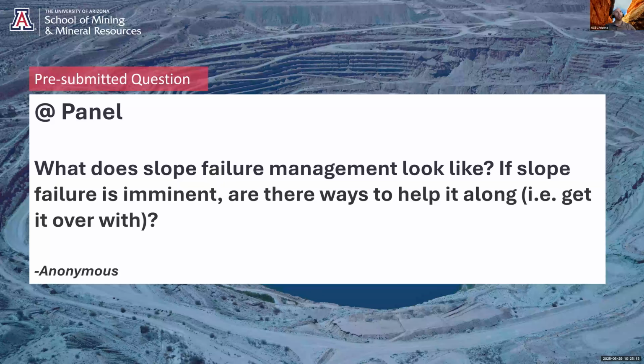What does slope failure management look like? I imagine there's going to be lots of different responses for that. And then second part, if slope failure is imminent, are there ways to help it along? In other words, get it over with. It's kind of 2 different questions, but you can take your pick or both.